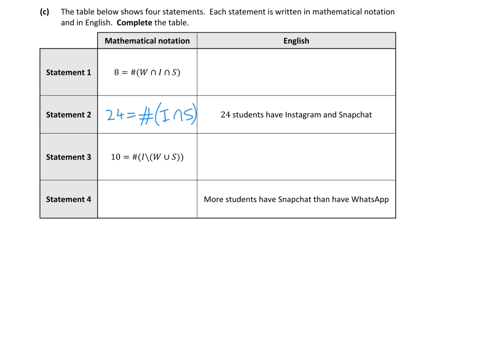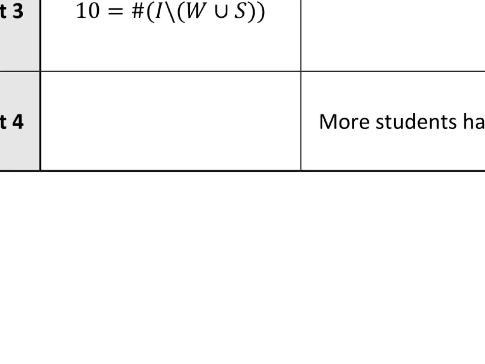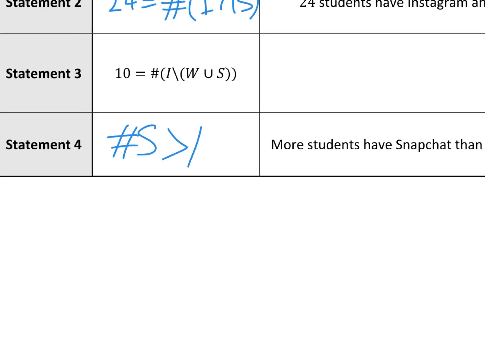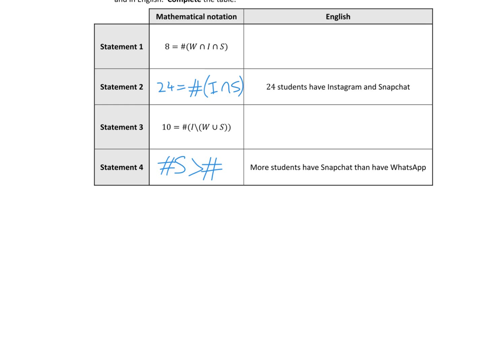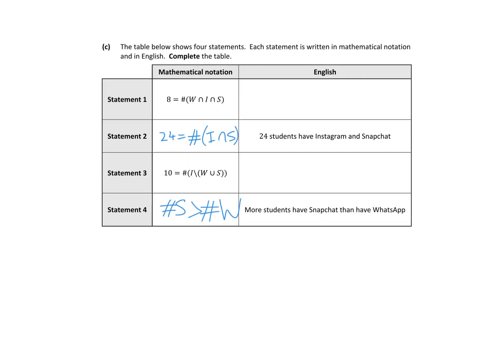The last one, more students have Snapchat than have WhatsApp. So we could say the amount of students who have Snapchat, we could write it as this. Amount of students who have Snapchat, the cardinal number of set S, is bigger than the cardinal number of WhatsApp, the cardinal number of set W. And that is done.